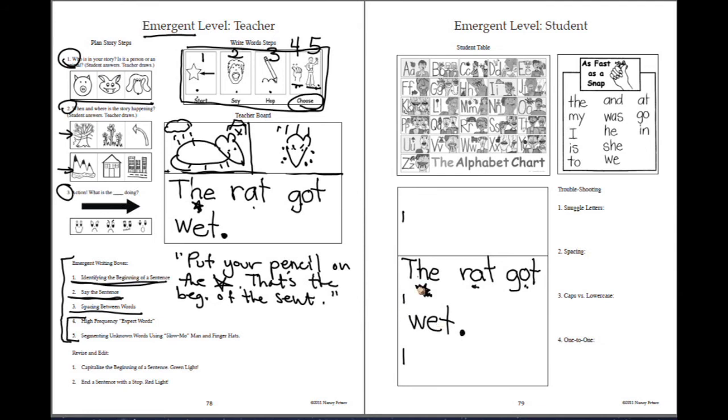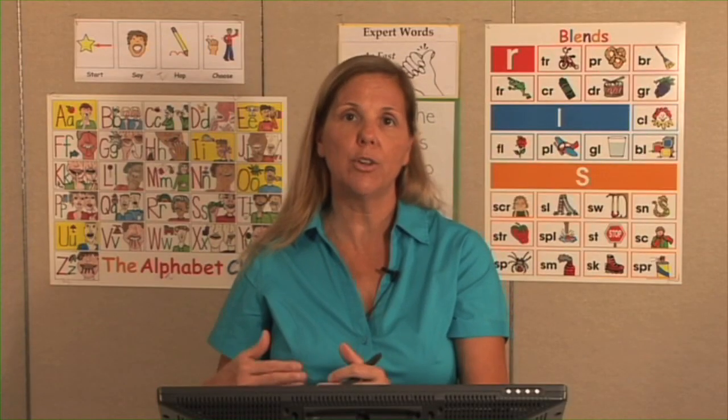Once the kids have their sentence down, then they draw their picture. So I could leave this group and pull another group of kids while they're drawing their picture.